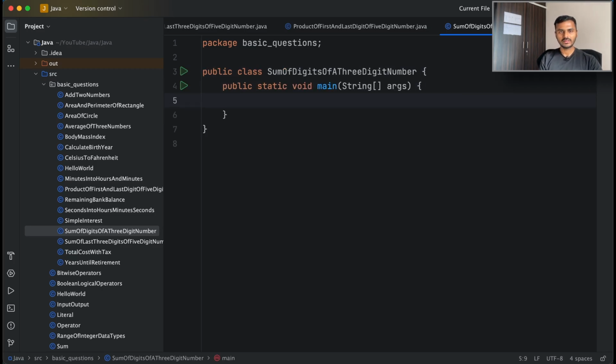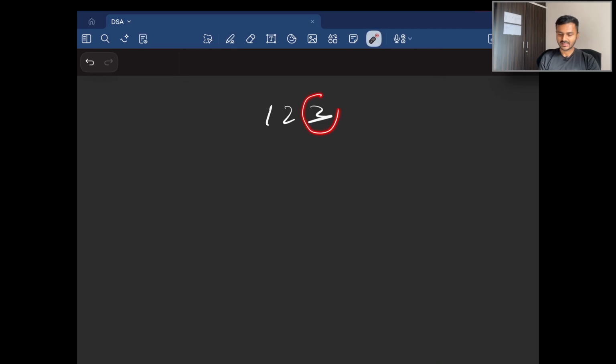Now let's first of all think of a logic which we can apply over here. So for that, let's take a number. Let's say 1, 2, 3. Now in order to find the sum of digits of this 3-digit number, you'll have to find the individual digits, right? And now we already know how to find individual digits.